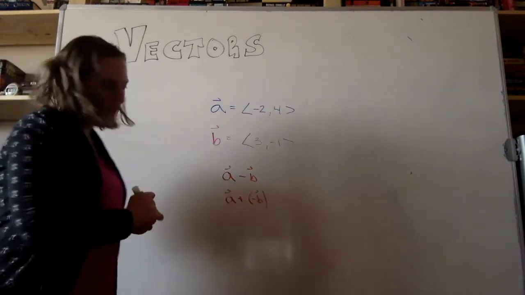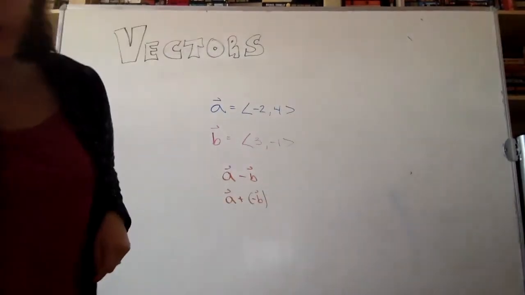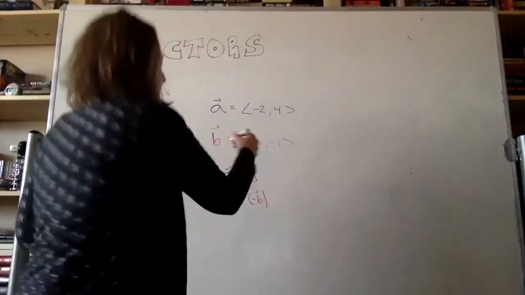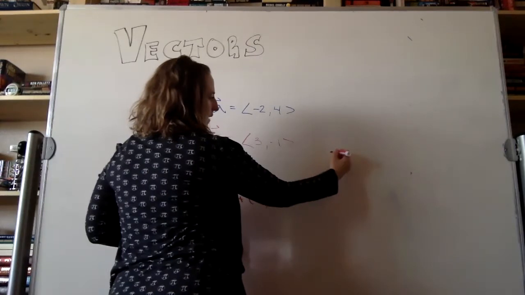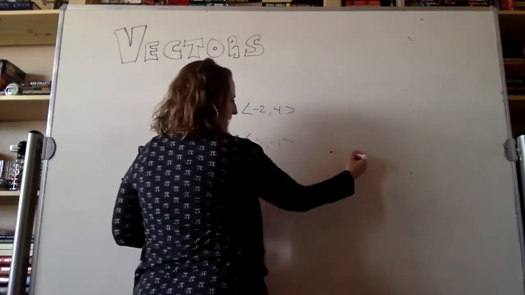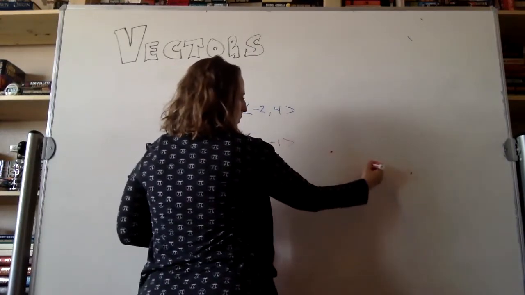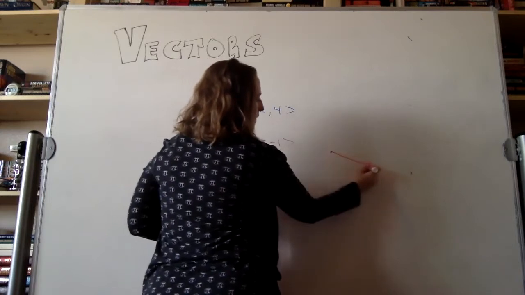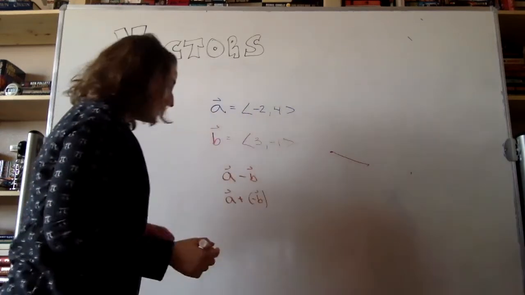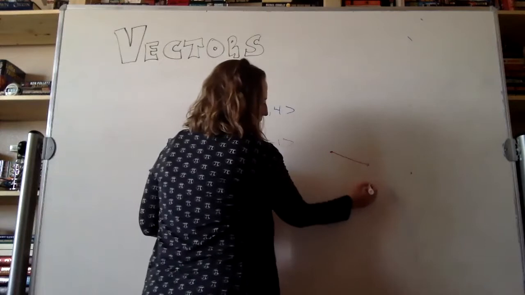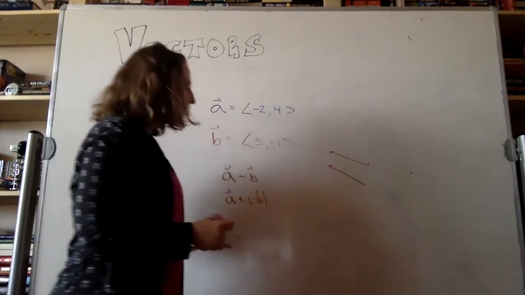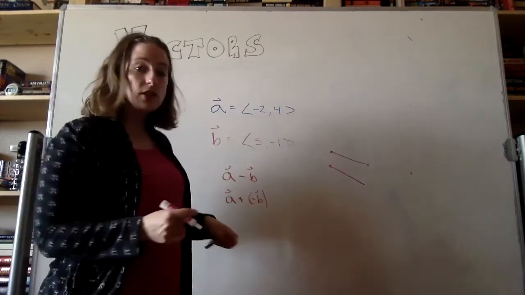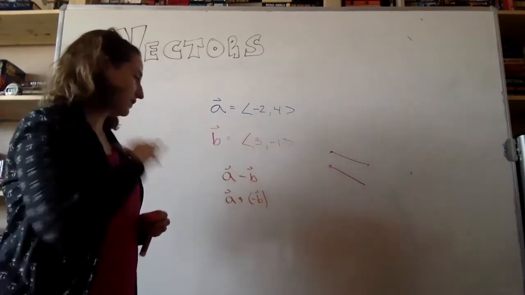Well, if B is the vector 3, negative 1, that means from its starting point, it goes right, 1, 2, 3, and down 1, okay? So this is B. Negative B would go exactly the opposite way. So negative B would go something like this. Remember, a negative of a vector has the same magnitude, the same length, but goes in the opposite direction.